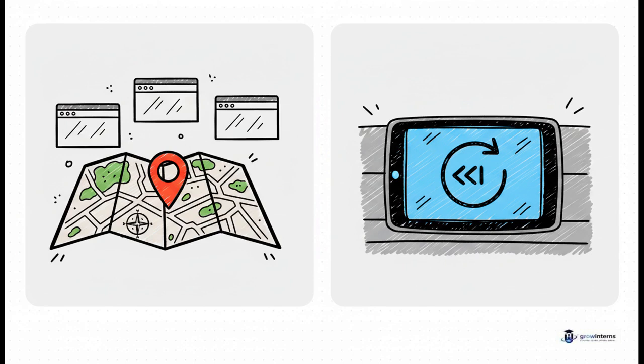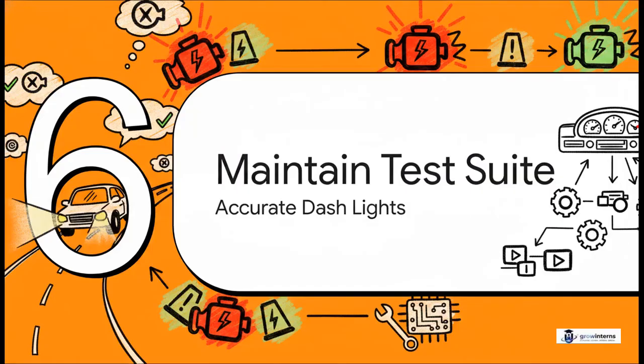Cypress, on the other hand, is your super comfortable in-dash system. It's got this amazing time travel UI that makes the local developer experience fantastic. Whichever you pick, remember the pyramid. Strictly limit your E2E to your absolute most critical 3 to 5 user journeys, things like sign up, login, and checkout. Finally, Section 6, Maintaining your test suite.